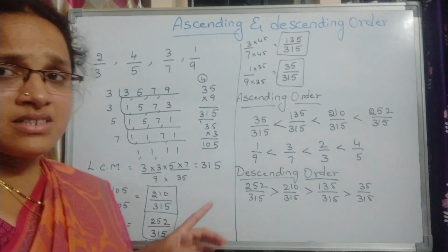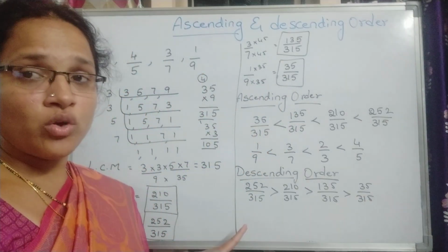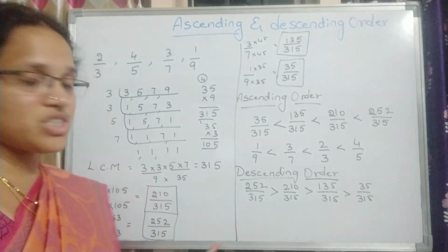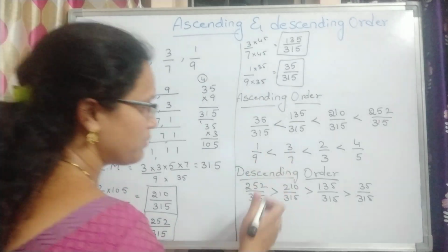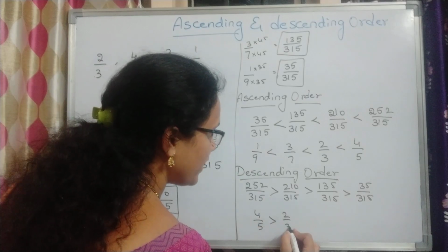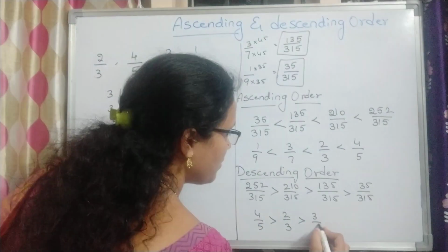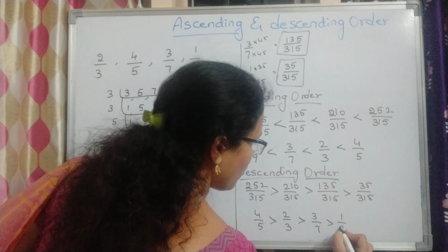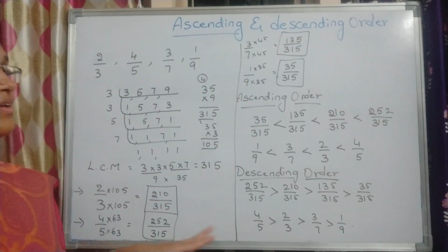Even when you are writing the descending order, children, please note that you have to write in its original value. 252 is nothing but 4 by 5. So 4 by 5 is greater than 2 by 3 is greater than 3 by 7 is greater than 1 by 9. This is how you write the descending order.